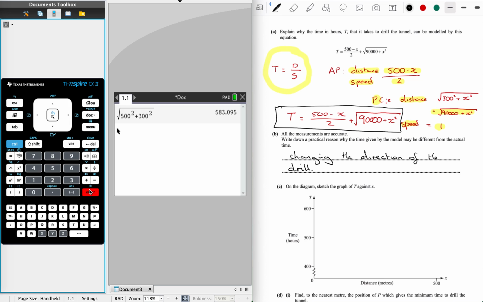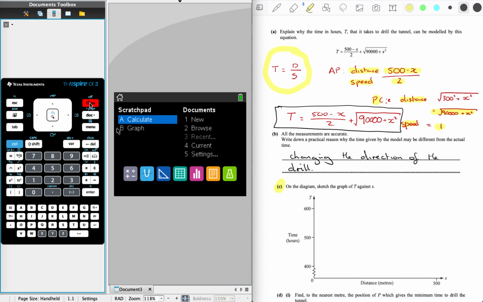Okay, part C. On the diagram, sketch the graph of t against x. Now I think it's worth just stopping at this point, because hopefully this is the point that we want to really identify and spend a bit of time on, because if you got a little bit lost in the previous section, you can get back on at this point. All we're asking to do is to sketch the graph of t against x, and you've been given that formula here. So that's all we're going to do. We're going to sketch that graph and see what it looks like. So let's jump on my GDC.